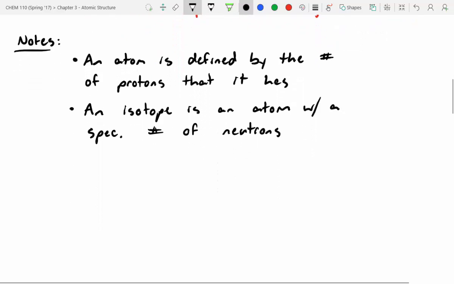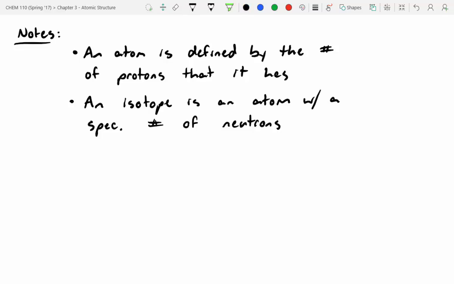Okay, so now I've got a more challenging problem for you guys. Let's look at this element, C12. First thing we've got to do is identify the element itself. What does C stand for? C. So it is a carbon atom.